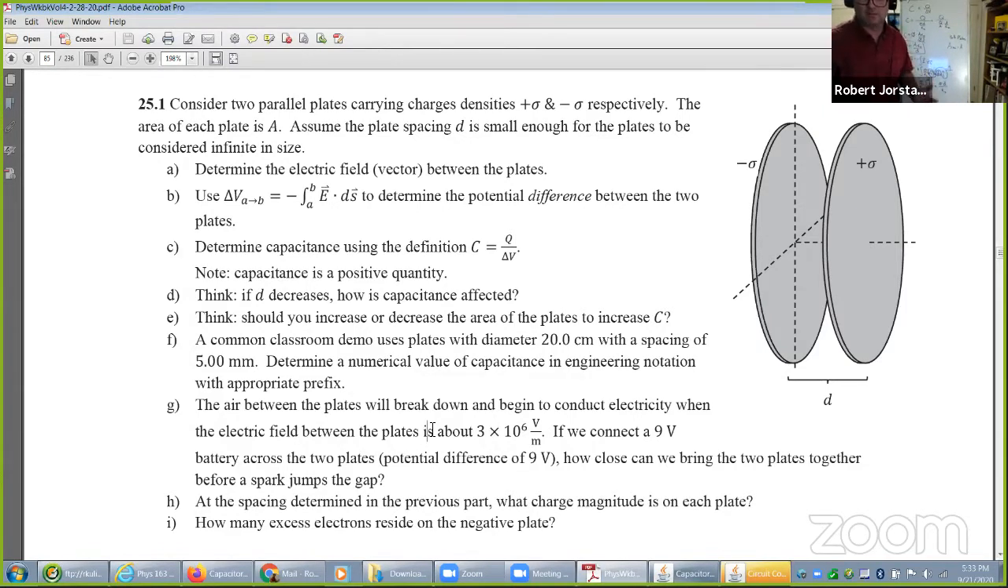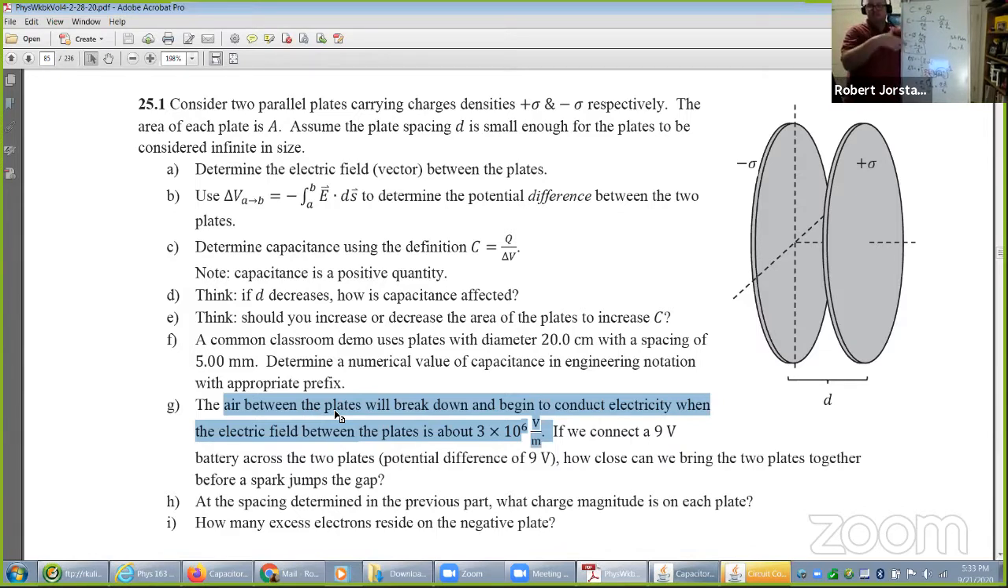You get a spark. So most capacitors completely fail at some point. Air shouldn't let the charge flow. Yeah, it does. The idea here is this. If you get the two pieces of metal too close together, the air actually changes from an insulator into a conductor and then sparks fly.